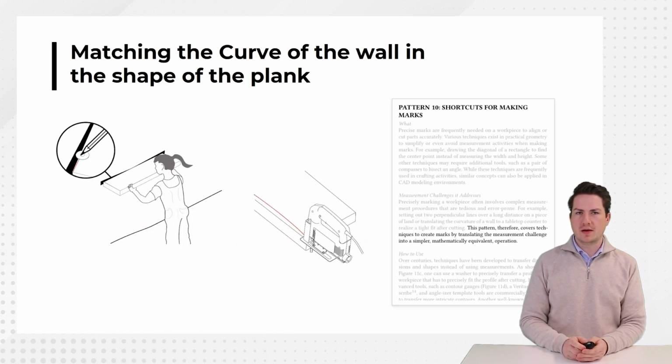So when holding the plank against the wall, we encounter the first measurement-related challenge, as it turns out that the wall is slightly curved. Instead of trying to measure the curve of the wall, we use measurement pattern 10, shortcuts for making marks, which include strategies for making precise marks by translating a complex measurement challenge into a simpler equivalent operation. In this case, we use a washer and a pencil to transfer the curve of the wall onto the plank, as you see here on the slide. In a later stage, a jigsaw can then be used to precisely cut along the traced path.